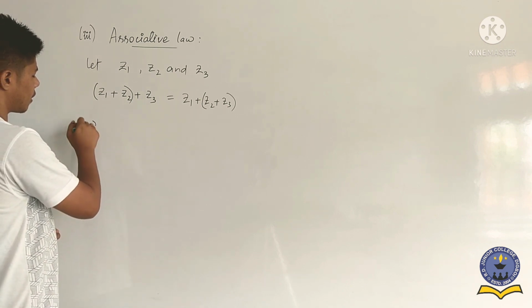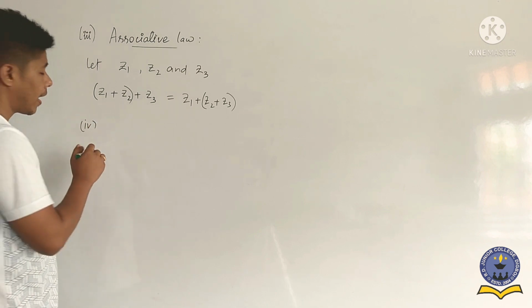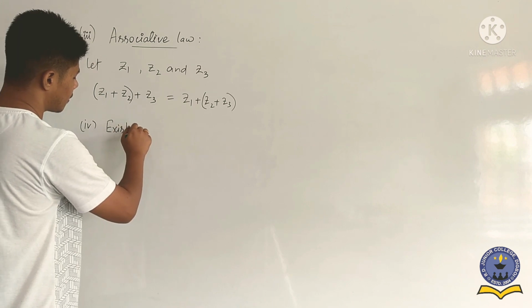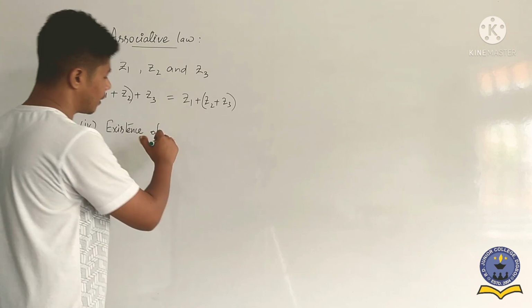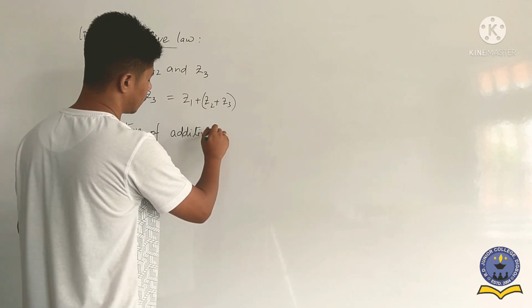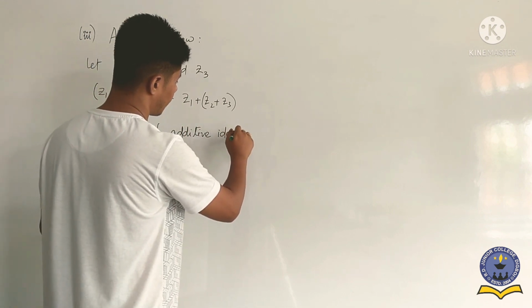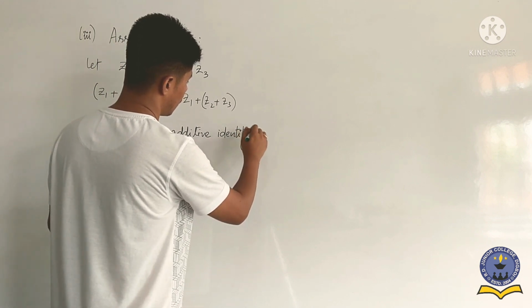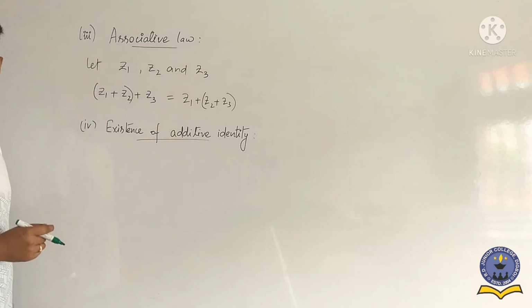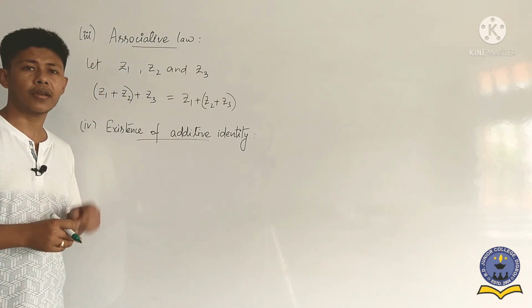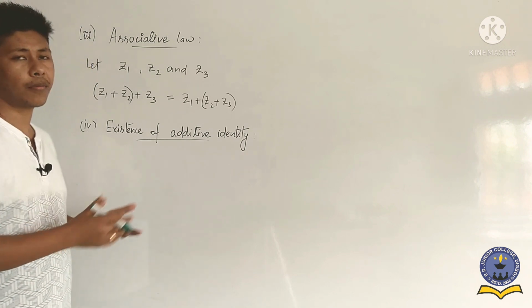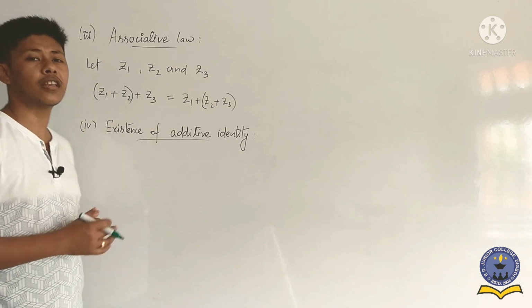Then the next one is number 4, very important here. Existence of additive identity. So this one is very important, existence of additive identity. So actually we get two types of identity. One is multiplicative and another one is additive identity. So here we discuss the additive identity.